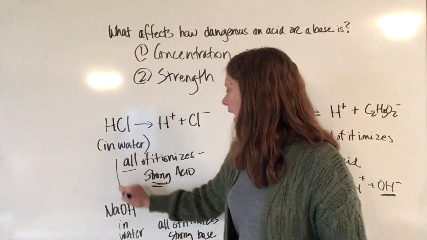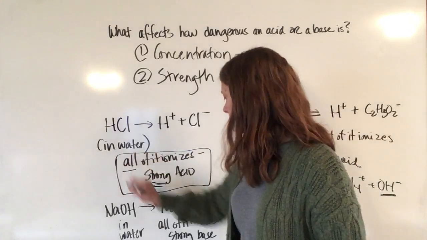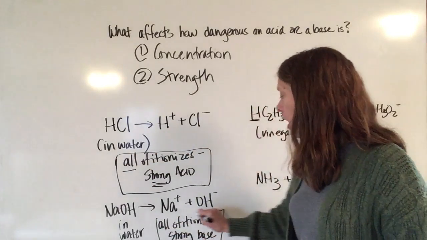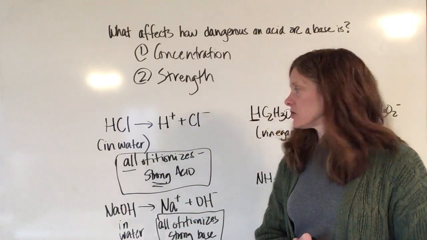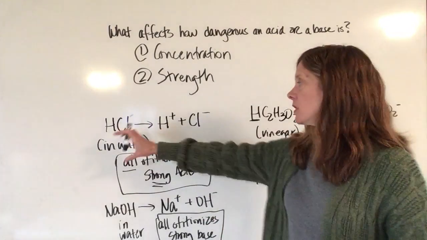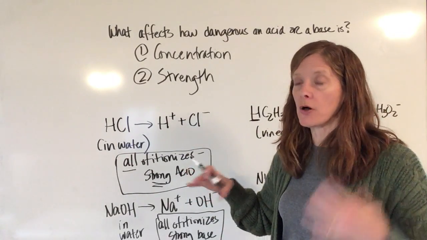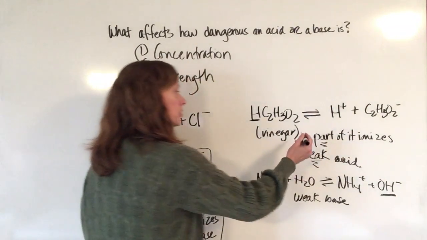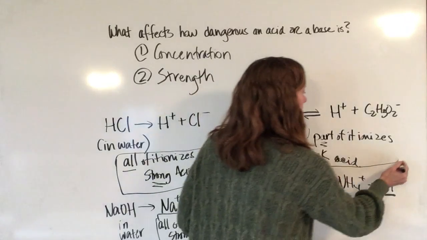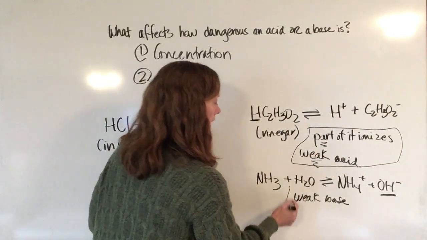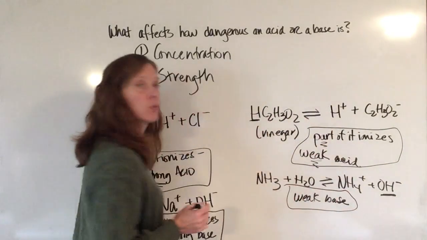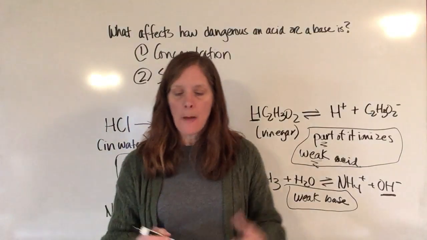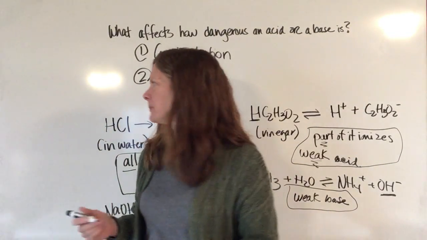A strong acid or a strong base means that all of it ionizes. So there's nothing left but ions. And so with all those ions, that makes it strong, okay? Similarly, if only part of it ionizes, breaks apart into ions, then you're going to have a weak acid or a weak base.